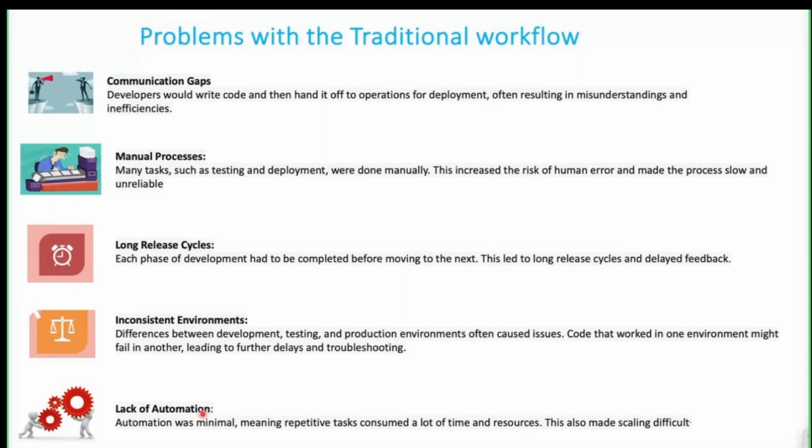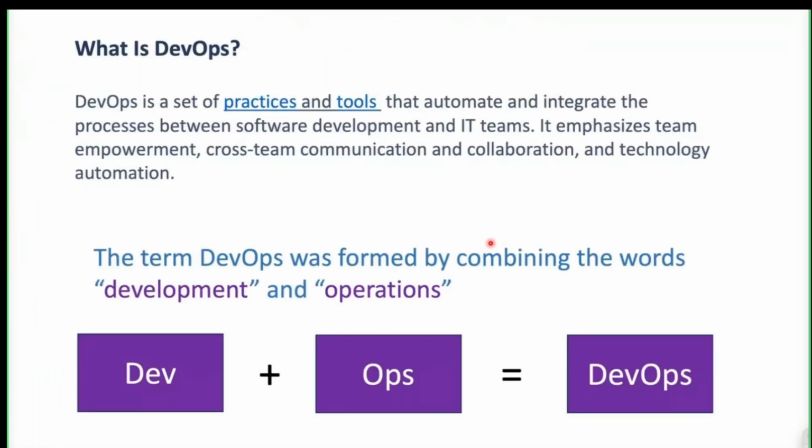The very important point is lack of automation. Here everything is a manual process, so the automation part is missing, right? We have to repeatedly do the same task again and again, and it's a time consuming process. So these are the problems we have in the traditional workflow. That's why the DevOps concept came into the market.